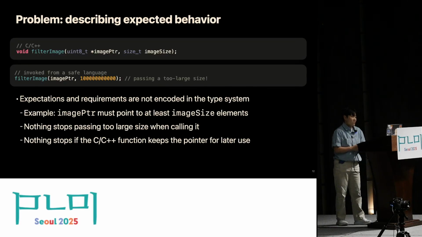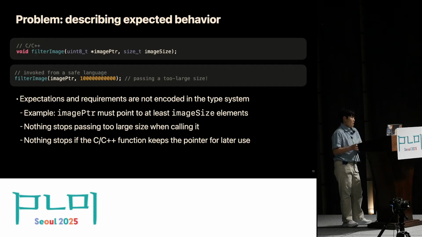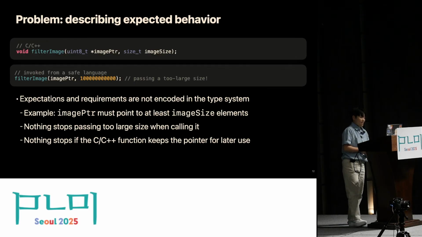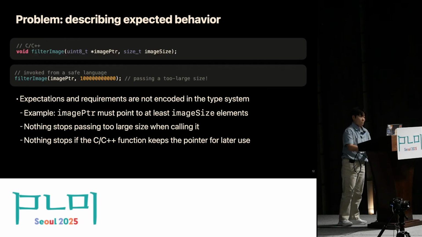Consider a C function like filter image that takes a pointer and the size of an image. And imagine a safe language calls this function. That already sounds a bit unsafe, but there's a way to use this C function correctly. For example, by passing the correct size. But these requirements are not encoded in the type system in C or C++. So the safe language doesn't know how to use it safely.